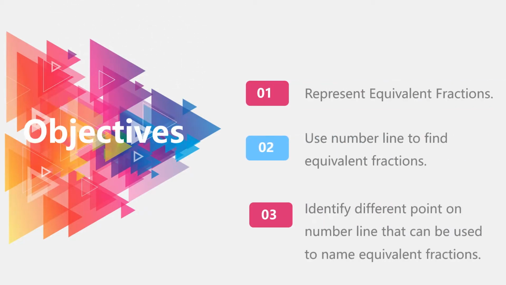Okay, let's have a look at the objectives for today's lesson, what you are going to learn at the end of today's lesson. So you will be able to represent equivalent fractions, and you will be able to use a number line to find equivalent fractions, and you are going to be able to identify different points on a number line that can be used to name equivalent fractions.